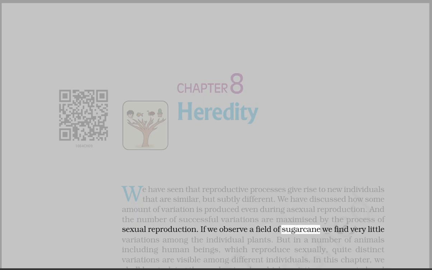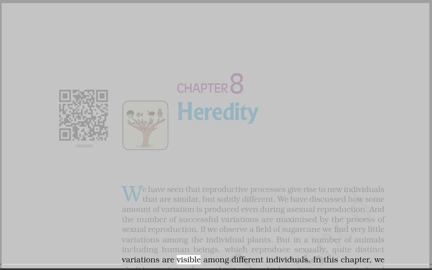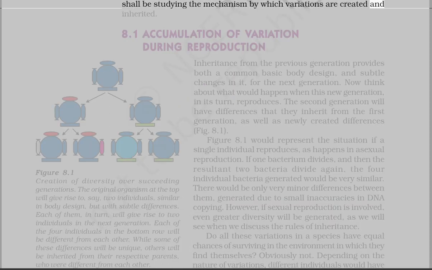If we observe a field of sugarcane, we find very little variation among the individual plants. But in a number of animals, including human beings, which reproduce sexually, quite distinct variations are visible among different individuals. In this chapter, we shall be studying the mechanism by which variations are created and inherited.